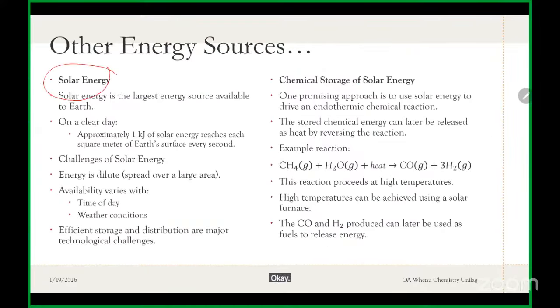So I've mentioned solar energy. So this explains it more. Solar energy can be converted to storage, another area of active research for those of you that want to go into research.